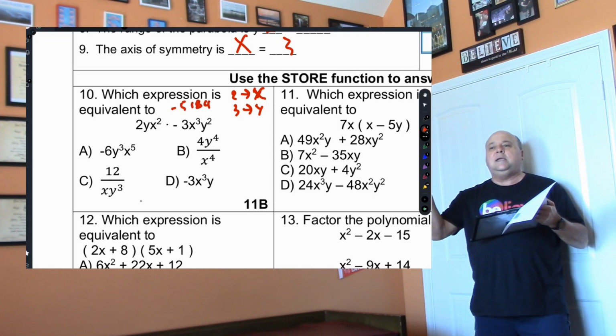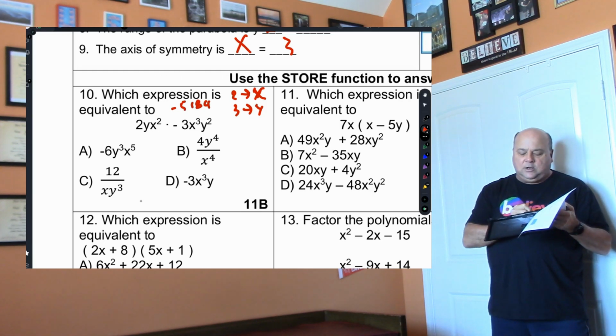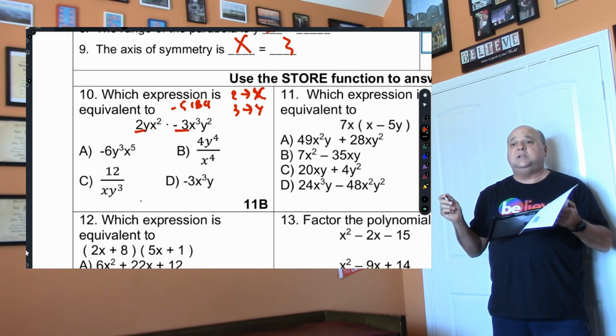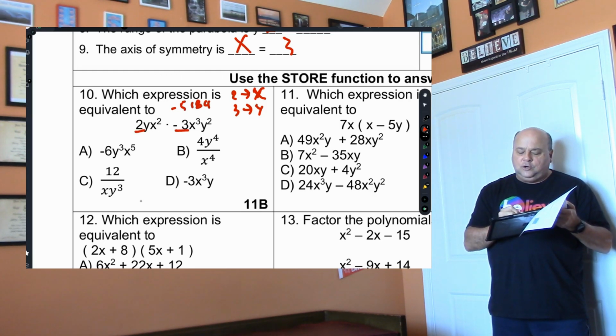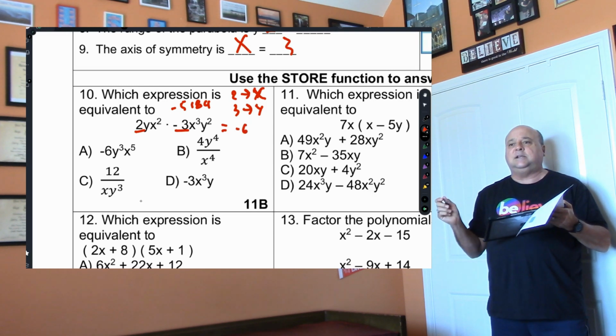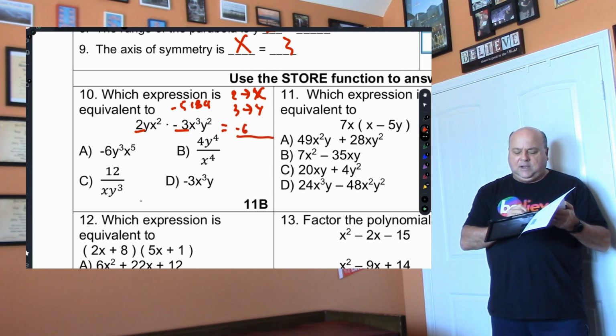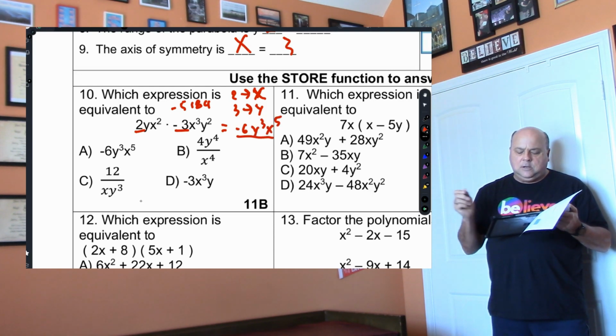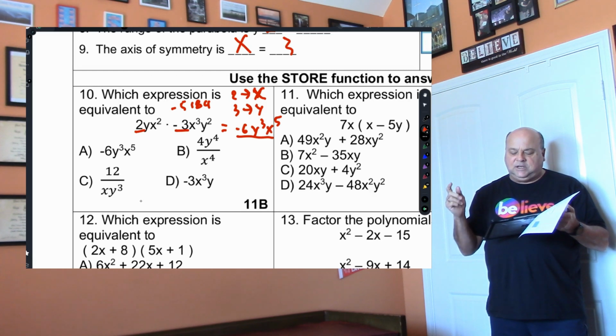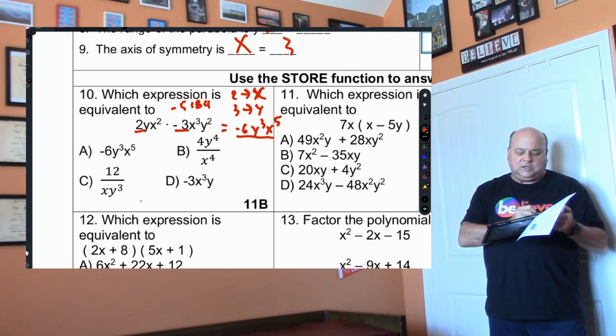Now then remember, we could get most of this by doing it in our brain. We've got to multiply 2 times negative 3, don't we? So 2 times negative 3 is negative 6. Okay? Now then, we have 3 y's, so we got y cubed, and we have 5 x's. So we're going to have negative 6x^5 y^3, which is going to be a.